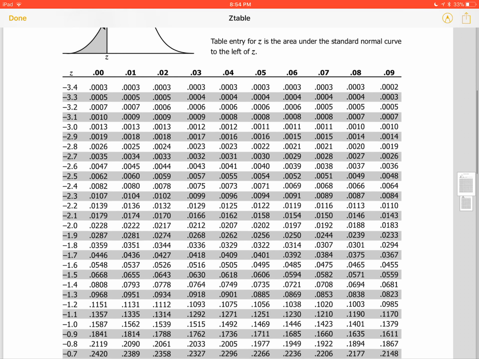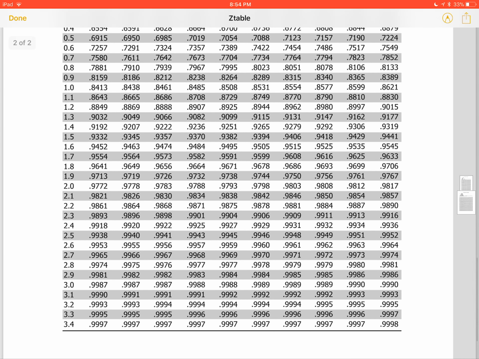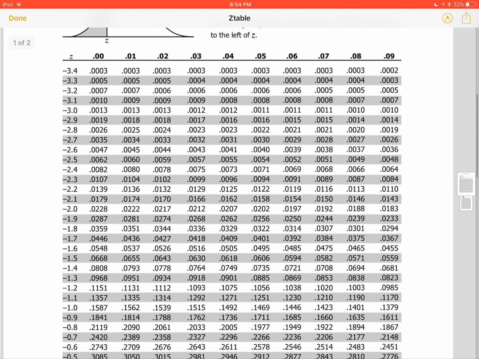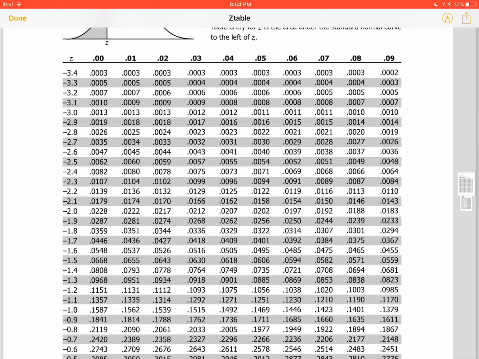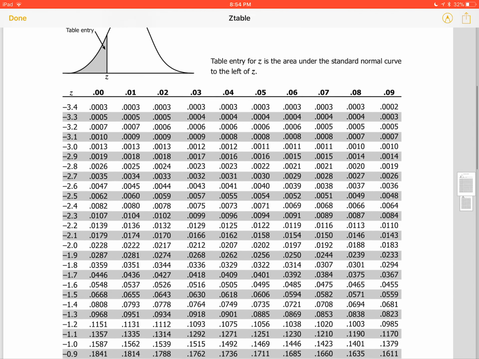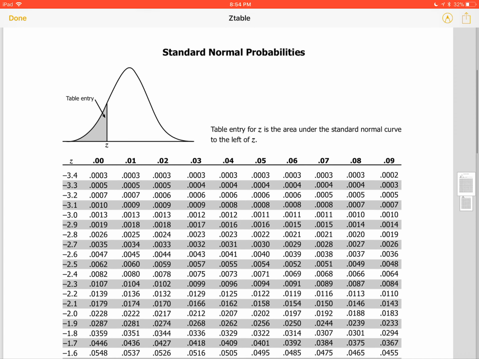This table you'll find in the back of your book in the table section, page T1 and page T2. The first page deals with the negative z values. You'll notice them on the left side of your table. It goes all the way up to negative 3.49, which is 3.5 standard deviations below the mean, and you'll notice that 0.0002, very, very small area under the curve.